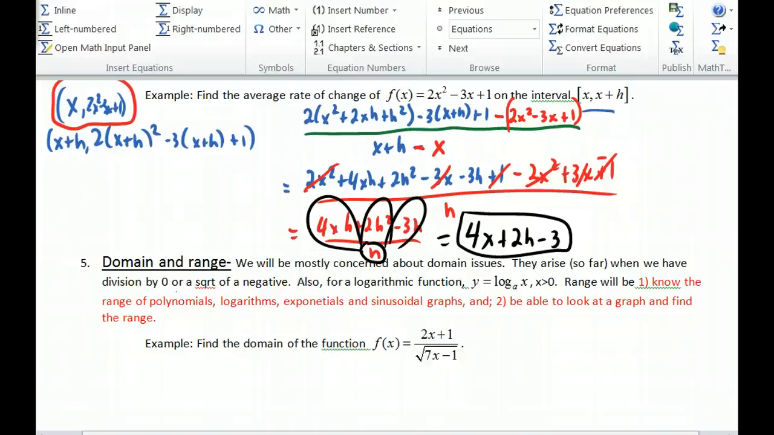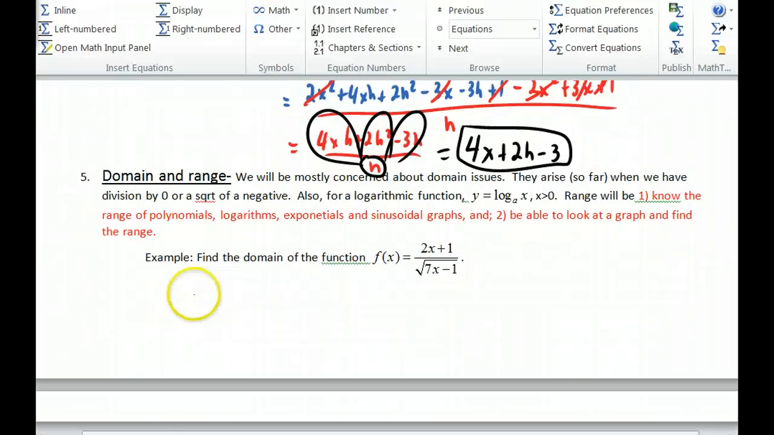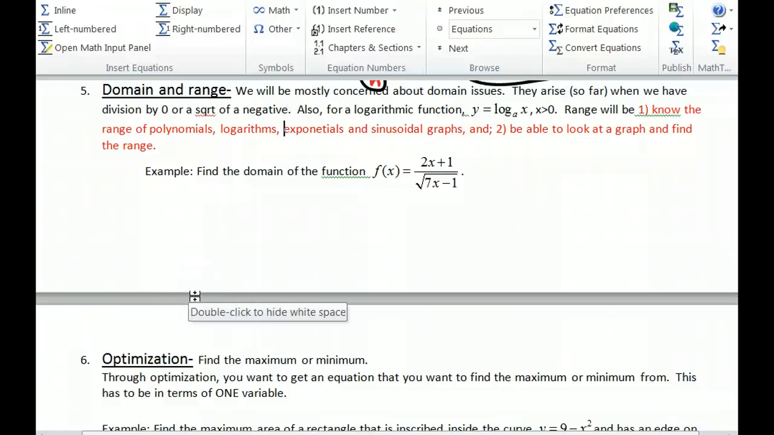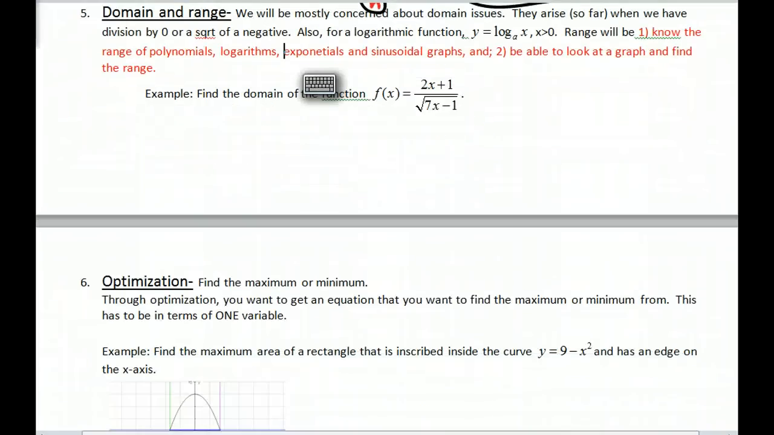Okay, the next topic, domain and range. With domain and range, for domain, we mostly will be concerned about looking at those values and the domain issues. Range, we probably want you to look more at a graph, but with sinusoidals, logarithms, exponentials and some other ones that we do have, you should have a general idea of domain and range. More specifically domain than range, but you should be able to look at a graph and tell me what the range is.